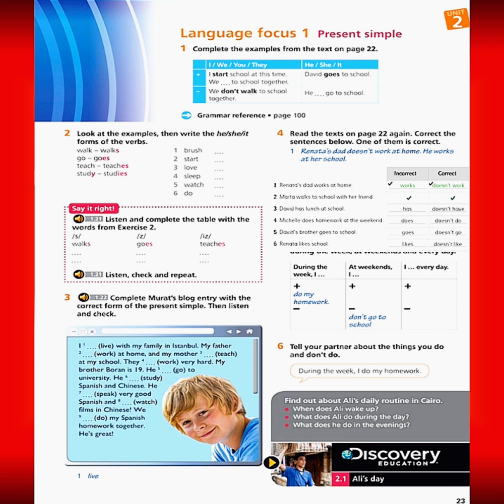S-T-A-R-T-S. Number 3, love becomes loves. L-O-V-E-S. Number 4, sleep becomes sleeps. S-L-E-E-P-S. Number 5, watch becomes watches. Add the es. Number 6, do becomes does. D-O-E-S.